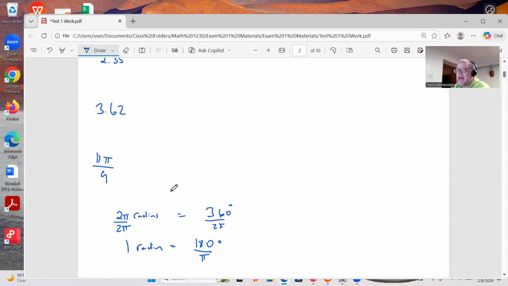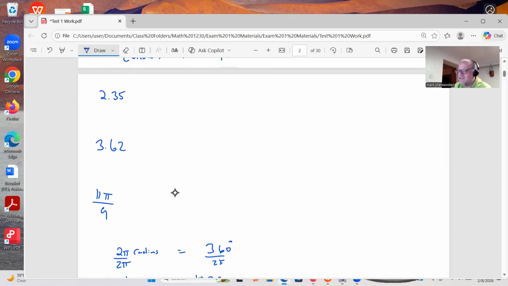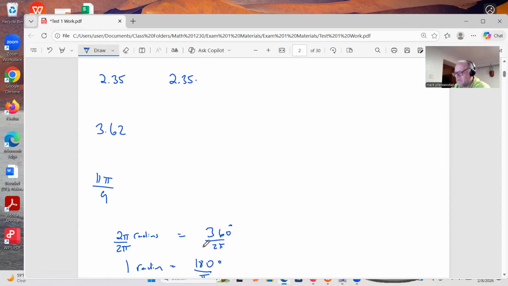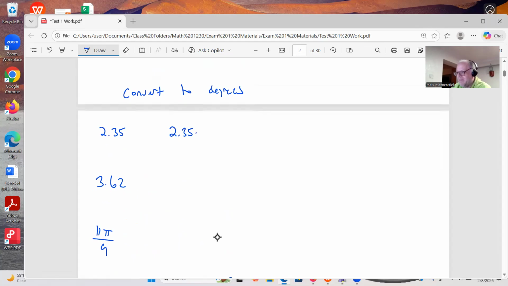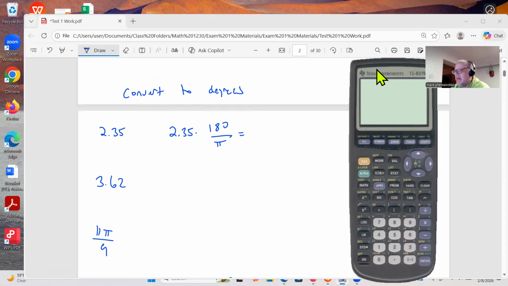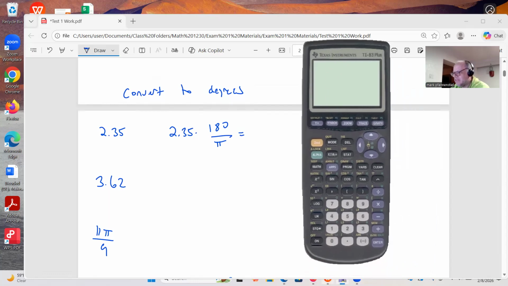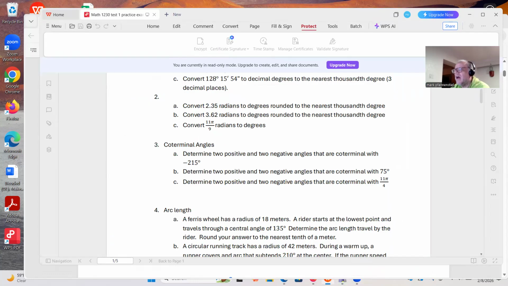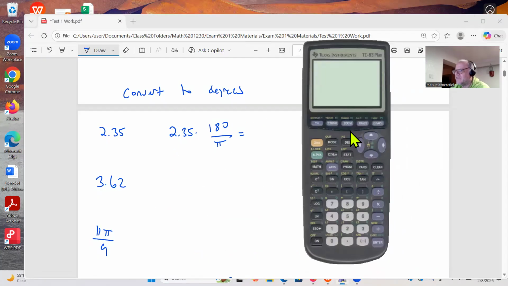That will mean that 2.35 radians, 2.35 times 180 divided by pi, will give us how many degrees we actually have. But we're going to have to go to a calculator here in order to figure this out. We have to go to the nearest thousandths of a degree, 3 decimal places. Okay, so we're going to go ahead and do that.